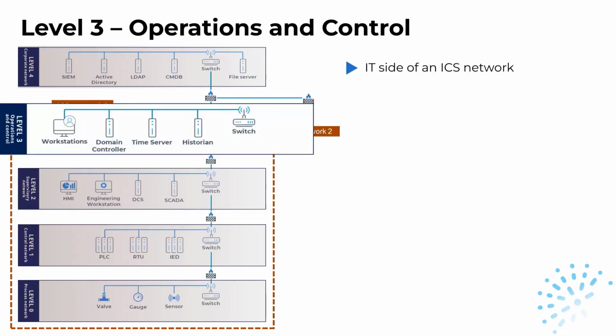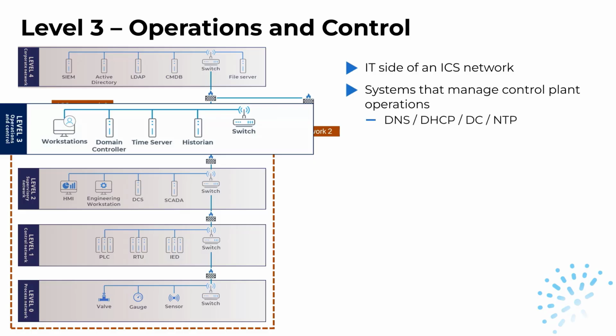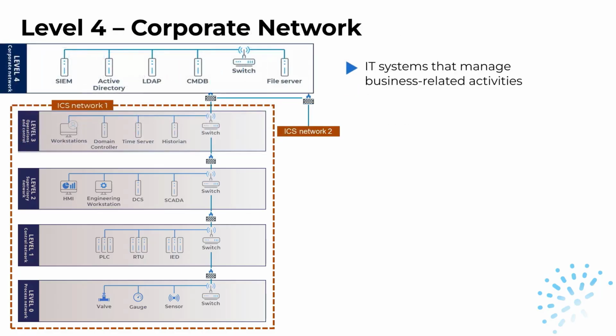Purdue Level 3 is where the IT side of an ICS network begins. Systems that manage the control plant operations are found in Level 3, such as DNS servers, DHCP servers, domain controllers, and NTP servers. The final Purdue level, Level 4, houses IT systems that manage business-related activities. These services, systems, and applications are typically managed and operated by the IT organization.